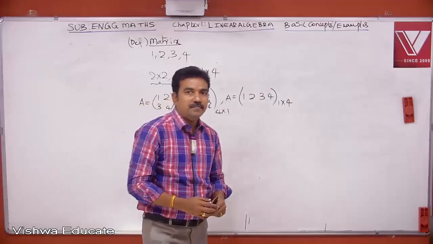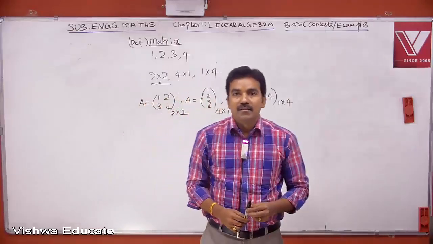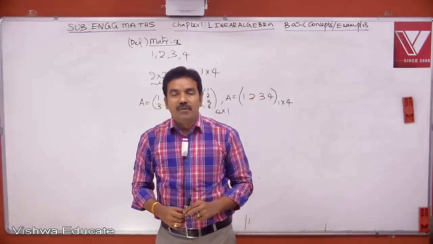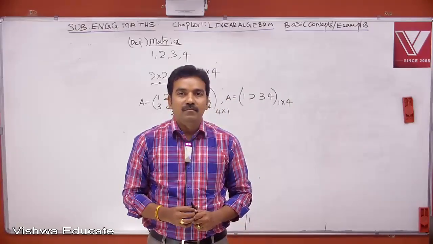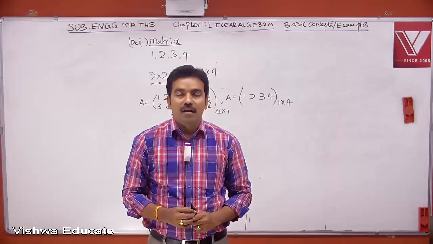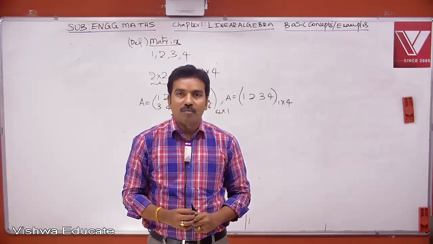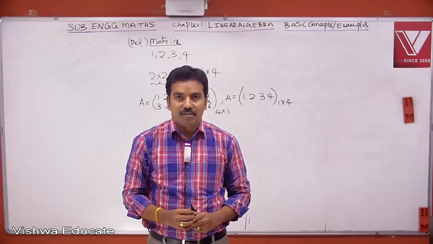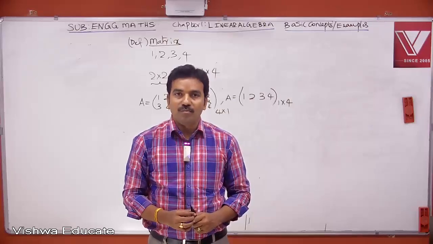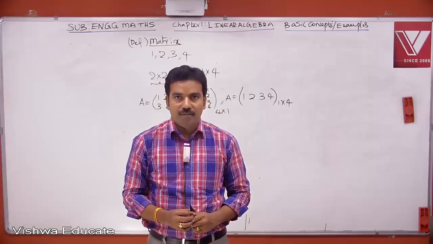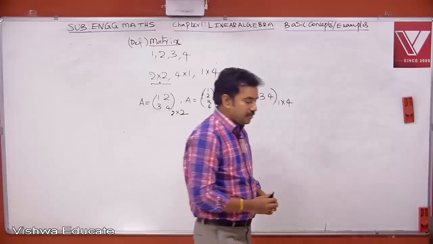Write the definition. Matrix: arranging elements in the form of rows and columns is called a matrix. Note down these 3 examples.